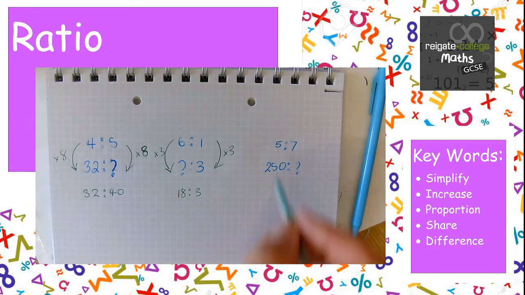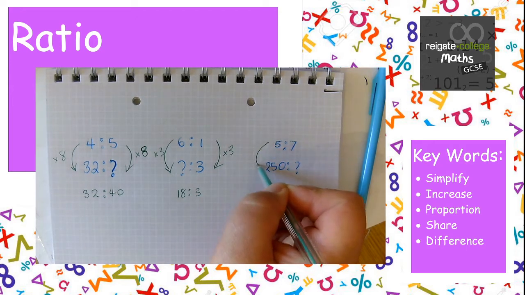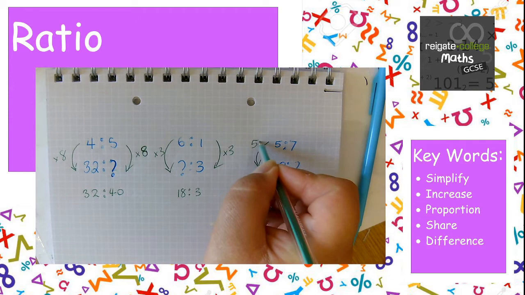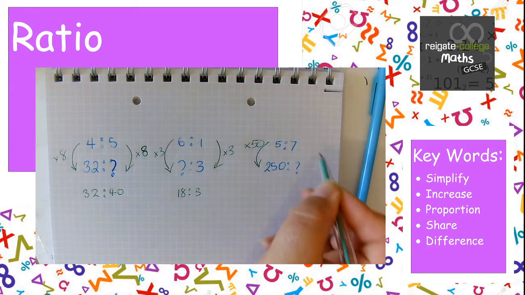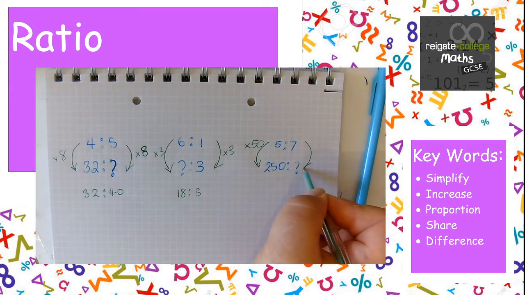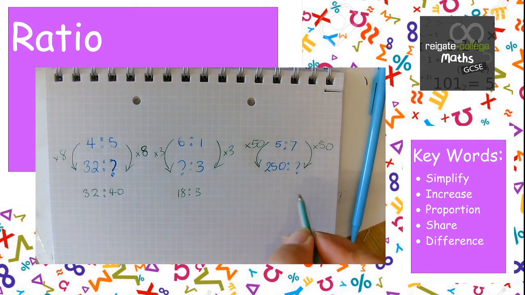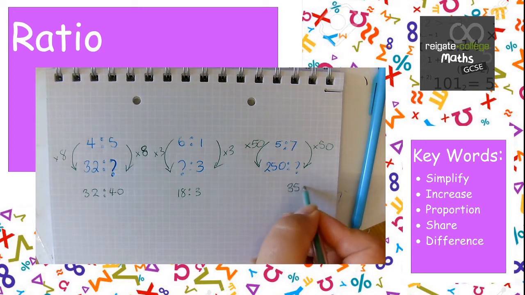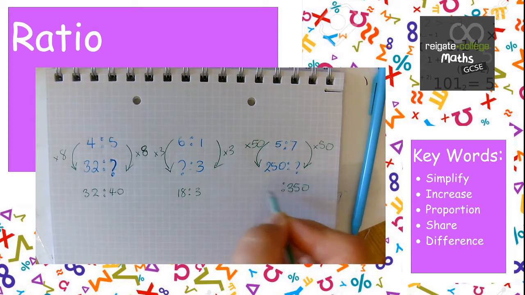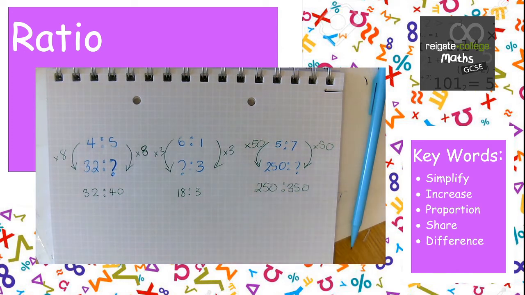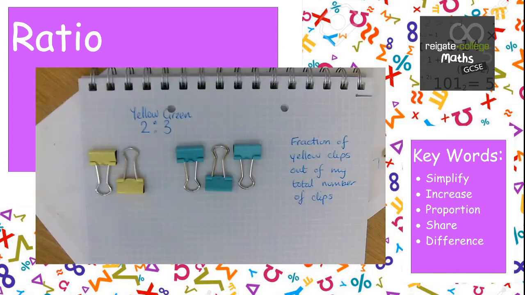In my final example, 250 divided by 5 is 50. So my multiplier is 50. 7 multiplied by 50 is 350. So my increased ratio is 250 to 350.